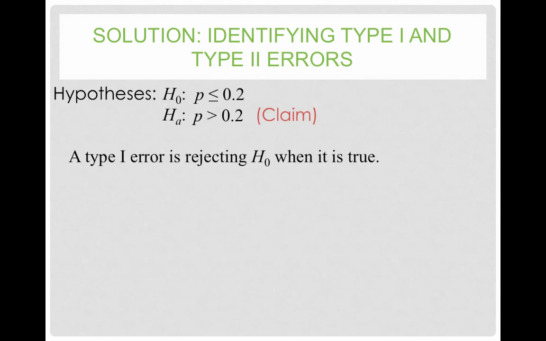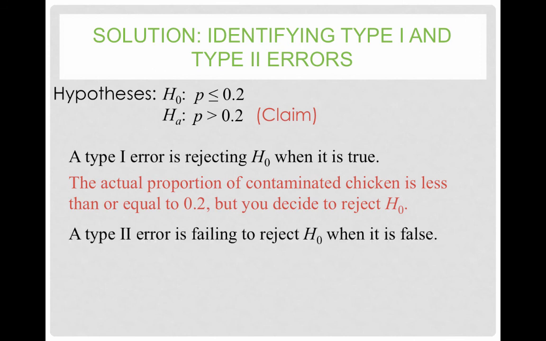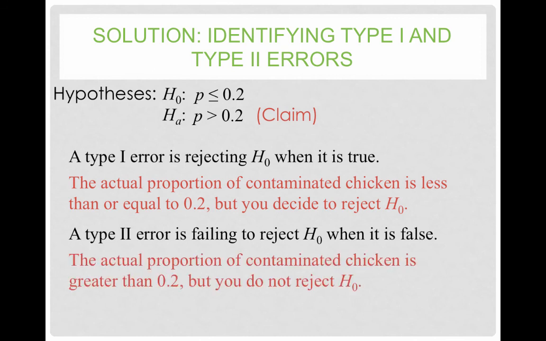A type 1 error is rejecting H naught, the null hypothesis, when in fact it's true. What would that mean? The actual proportion of contaminated chicken is less than or equal to 0.2, but you decide to reject H naught. A type 2 error is failing to reject H naught when it is false. In terms of our chicken and salmonella, what does that mean? The actual proportion of contaminated chicken is greater than 0.2, but you do not reject H naught.